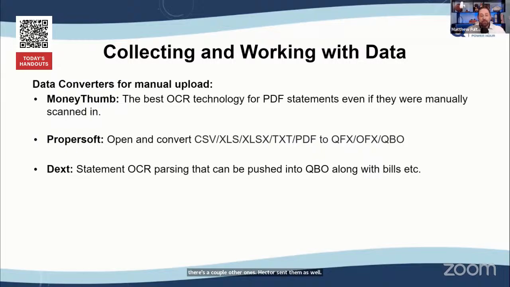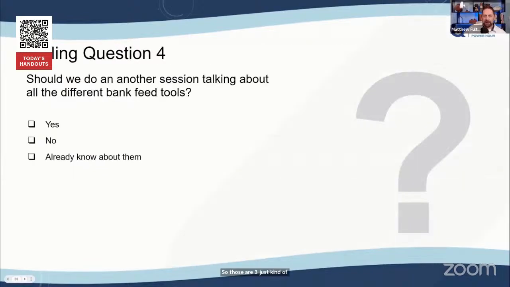ProperSoft, I would recommend buying their suite. I think it's right now $200 for the whole lifetime version of all of their different converters. Just have it ready to go. You never know if you're going to need to go to a CSV, to a QBO, to an OFX, to a blah, blah, blah. Really great tool. Dext is another one that does the statement OCR parsing. I believe they're still doing that inside of their program, right? If anybody knows. So those are three quickies to share as well.